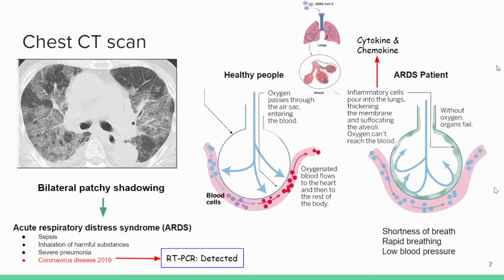The signs and symptoms of acute respiratory distress syndrome are shortness of breath and rapid breathing, because there is fluid in the alveolar space and the body is unable to reach the same oxygen level as normal. So our body will try to compensate by increasing the respiratory rate. Shimila will explain more about the cytokines and chemokines that inflammatory cells secrete.